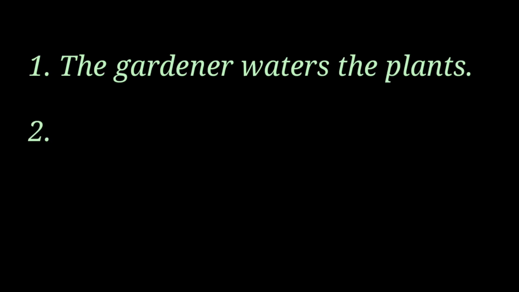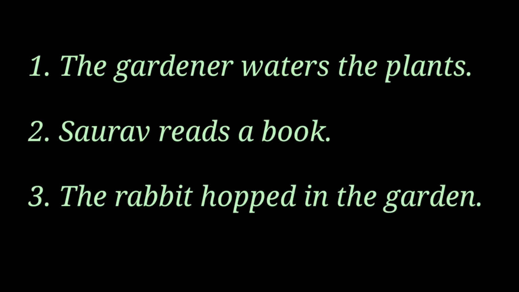Now, look at the following sentences. The gardener waters the plants. Saurav reads a book. The rabbit hoped in the garden. These sentences have subjects and objects. These sentences tell us what the gardener waters, what Saurav reads, and why and where the rabbit hoped.